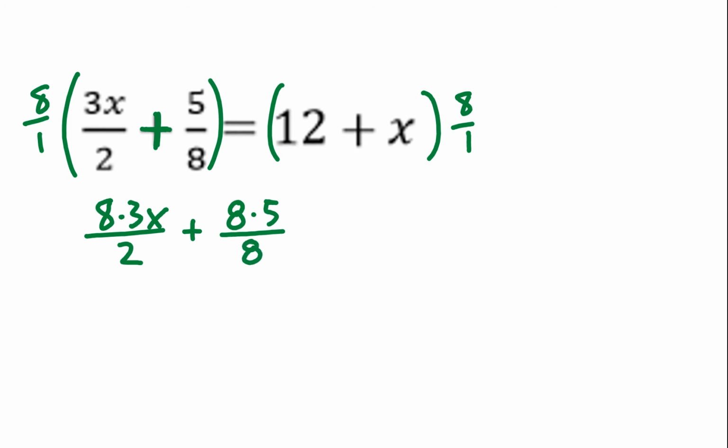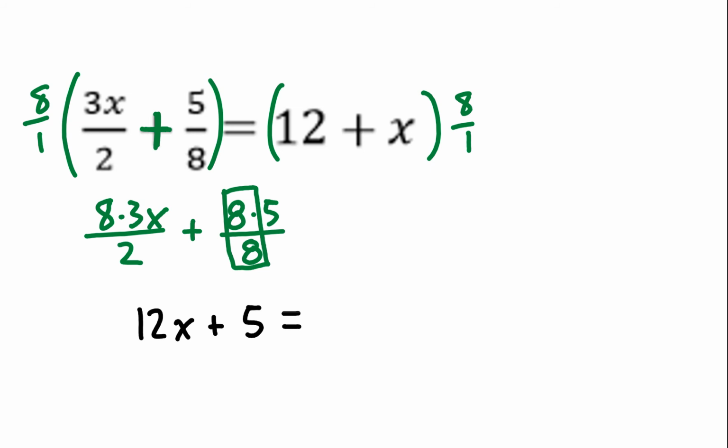On the left-hand side, I can see immediately there's this giant 1, and also 8 divided by 2 is the number 4. So on the left-hand side, I end up getting 12 times x plus the number 5.